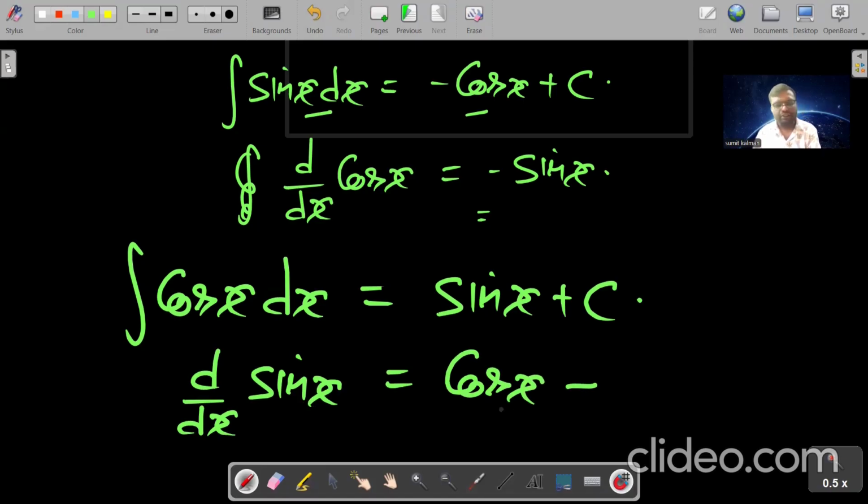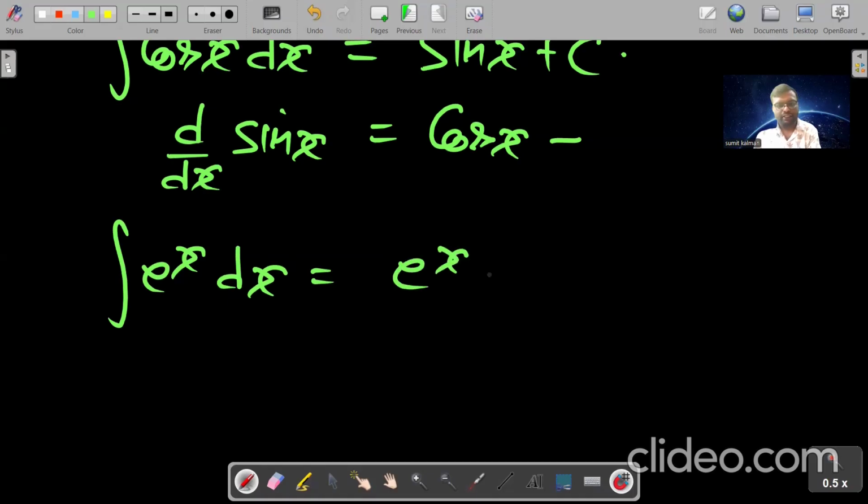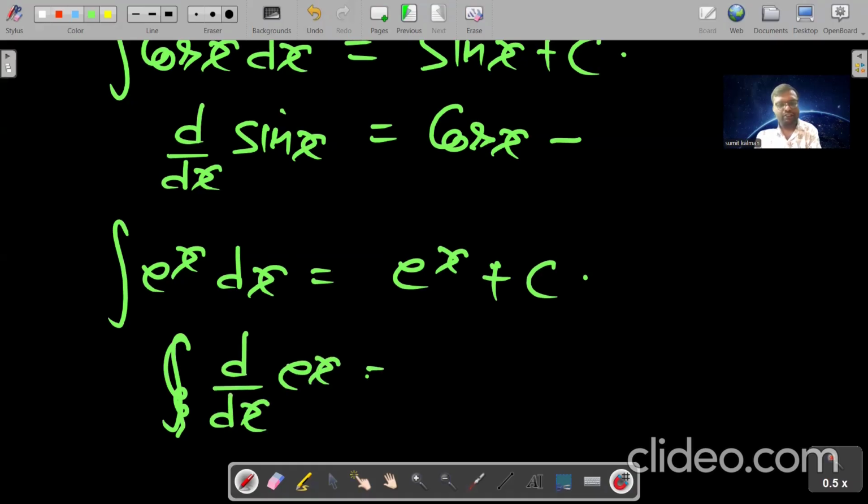Now students, if you have integration of e to the power x dx, then you will get e to the power x plus integration constant c. And students, if you have to differentiate e raised to power x, then here you will get the same function, e raised to power x.